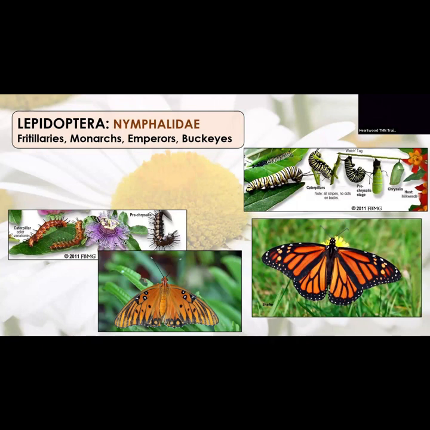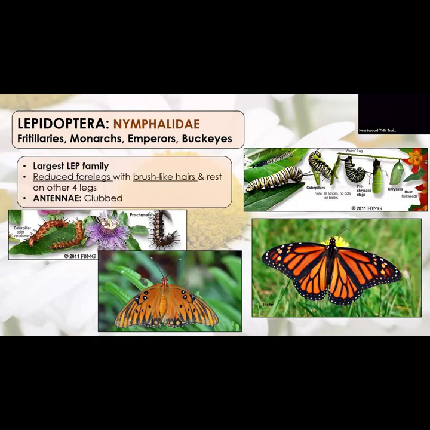So Nymphalidae: your fritillaries, your monarchs, your emperors, your buckeyes, your admirals. I feel like it's a very regal group that can be in Nymphalidae. It's one of the largest lep families, and they have those reduced forelegs.